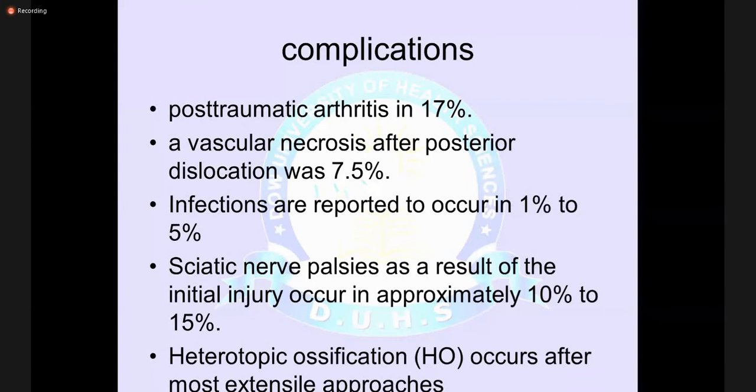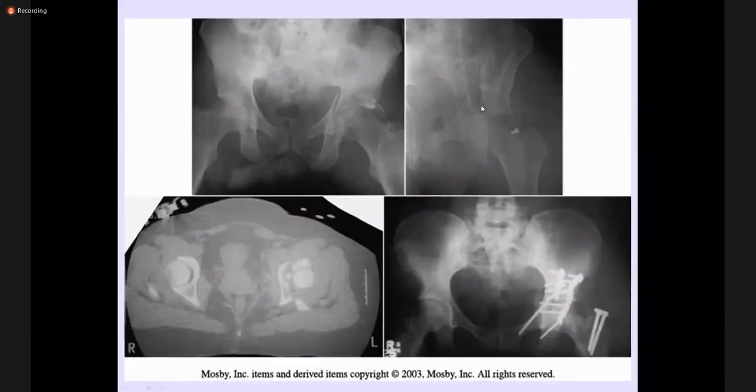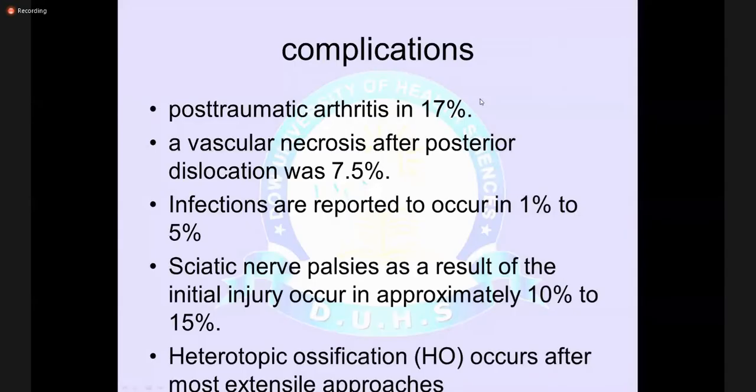And the complications, what are the different complications? Post-traumatic arthritis, you can appreciate if there is a fracture like the both column fracture and associated with the hip dislocation. So there are the chances of post-traumatic arthritis, which is about 70% of the hip joint, and the avascular necrosis due to disruption of the blood supply is about 7.5%.